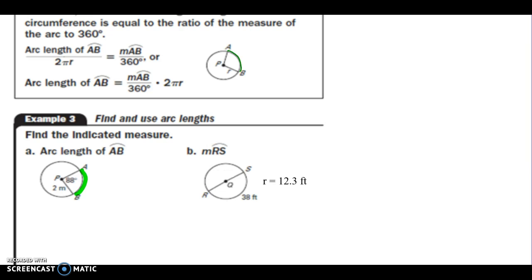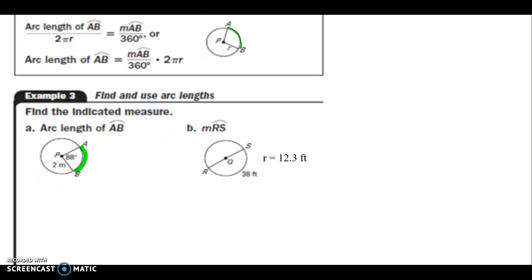I'm going to take the arc length formula. So the arc length is equal to... What's the measure of arc AB? 88 degrees. How do we know that? Because the measure is the same as the central angle that you have. The angle that makes up the arc is the arc measure.